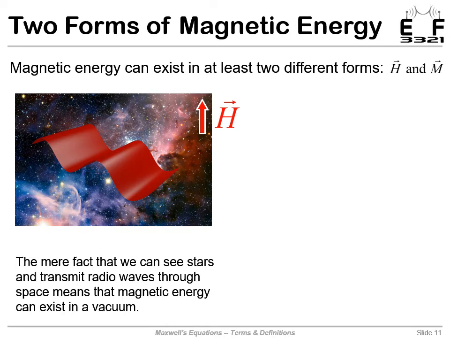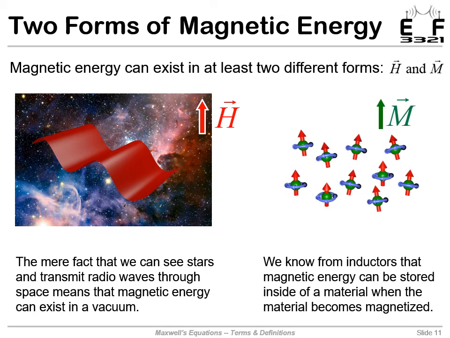We're going to repeat the same conversation we had for electric fields for magnetic fields. Just like electric fields, there are two ways that we can have magnetic energy, or two different ways that the magnetic phenomena can manifest itself. We know we can have magnetic fields in the vacuum of space because we can watch radio waves travel through space. Let's call that the magnetic field intensity H.